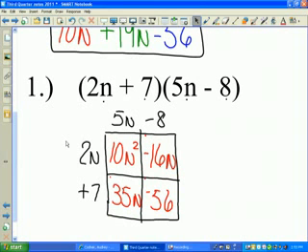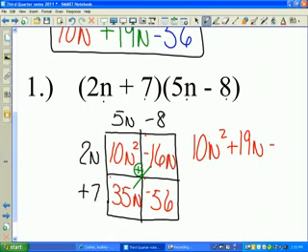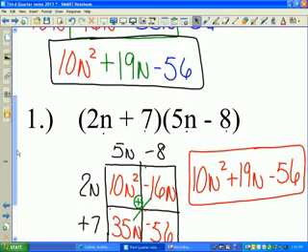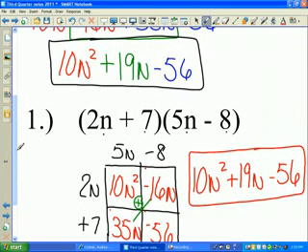What do you notice? Again, on the diagonals, we have like terms. So we're going to add those like terms together. So when I do that, I start with my highest degree, which is 10n squared. Now, negative 16 plus 35 will give me a positive 19n. And then I got my minus 56. In comparison, what do you notice? We got the exact same answer.